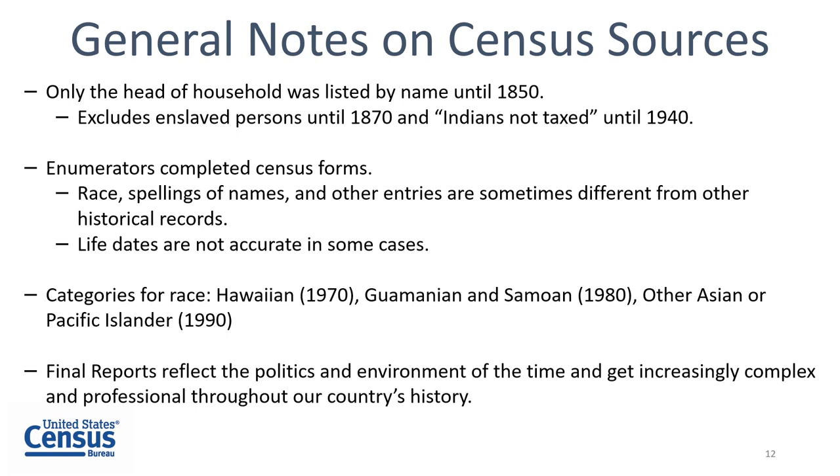Hawaiians remained the only Pacific Islander group listed separately until 1980, when the terms Guamanian and Samoan were included with Hawaiian on all census questionnaires. In 1990, a response category for other Asian or Pacific Islanders was also included with a write-in area for specific groups. And finally, as I mentioned before, the final reports and even the schedules themselves reflect the politics and environment of the time, and the statistics and quality of the reports improved greatly as our nation progressed.